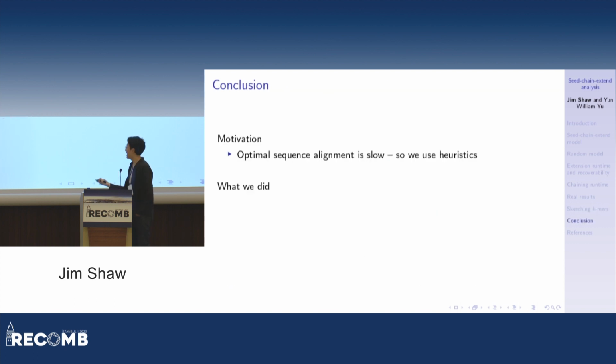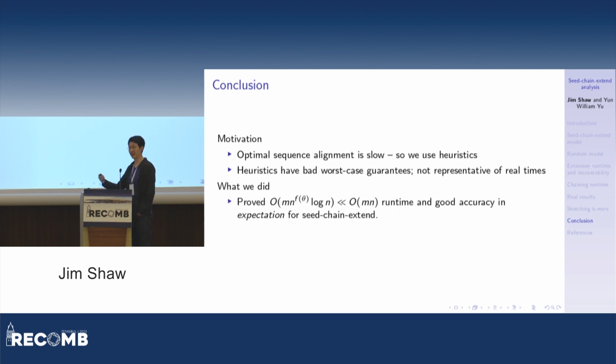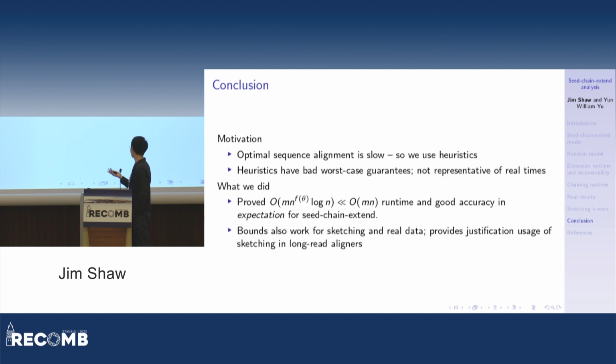So I want to conclude now. Our motivation was that optimal sequence alignment is slow, and in practice, no one just uses Smith-Waterman on reads against a reference. But we use heuristics instead that have bad worst-case guarantees, and they're not necessarily representative of real times. Or in real read aligners, they just throw out the cases where you end up getting really bad runtimes. So what we did was prove a strongly subquadratic runtime in expectation, which allows us to get around the worst-case bounds. And we have good accuracy under our recoverability metric, and our bounds also work for sketching and real data, and provide some justification of sketching in long-read aligners.